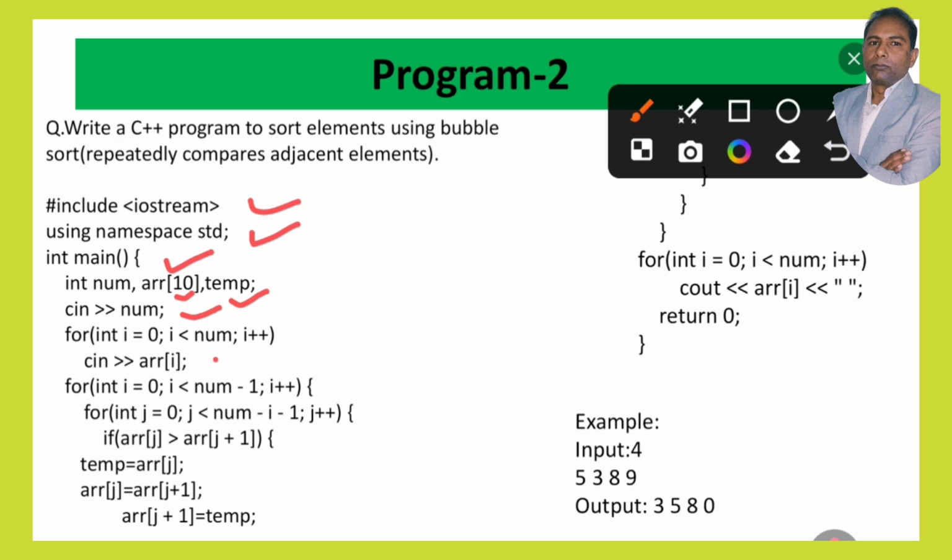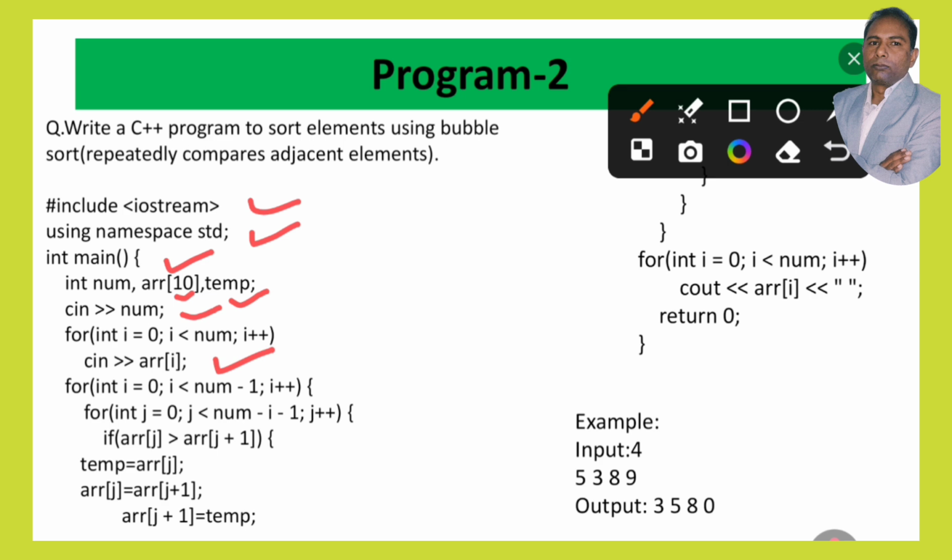Then we will be asking the user to enter the elements of the array. So we are using the for loop from 0 to i less than num. Then the user will enter the elements, that is cin >> array[i]. Then we are using two for loops here, one is the inner loop and another is the outer loop.